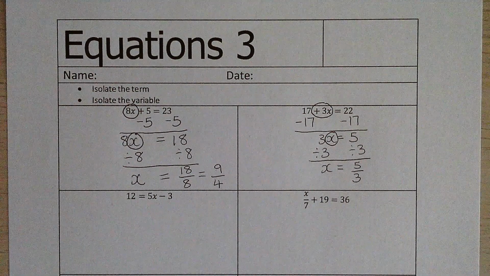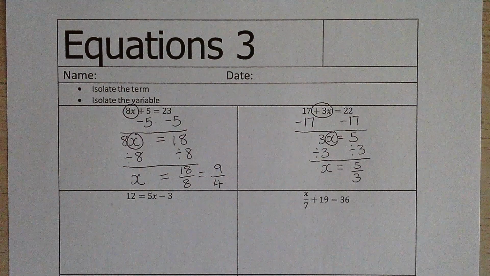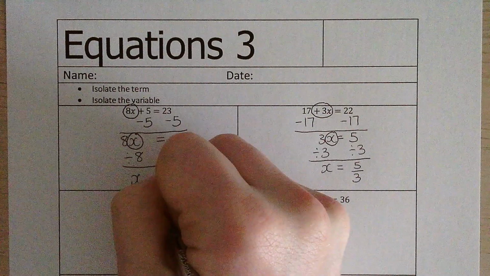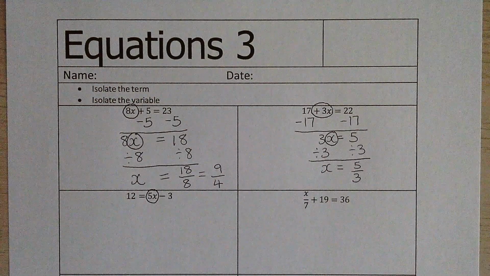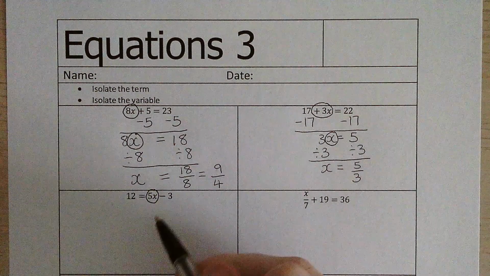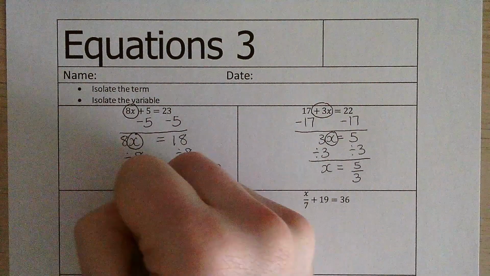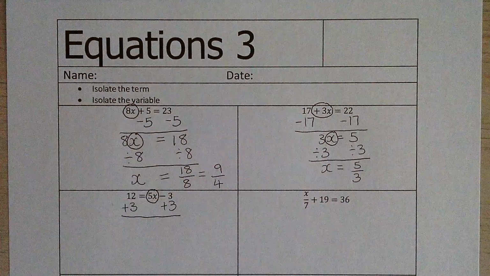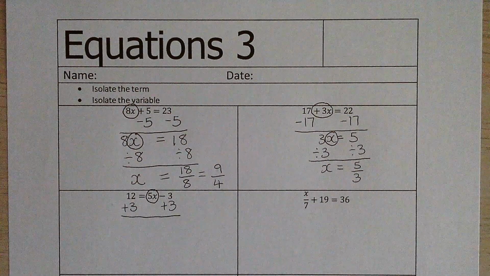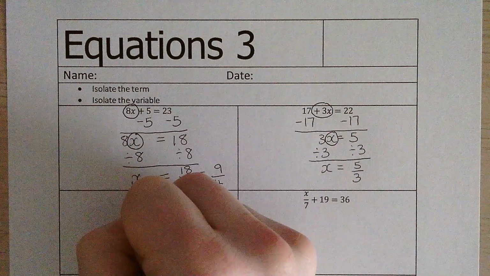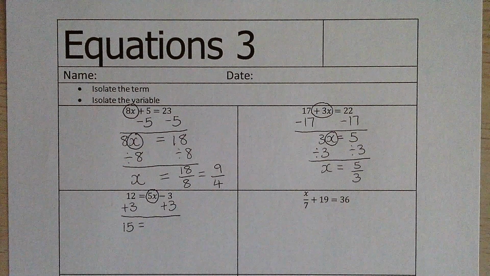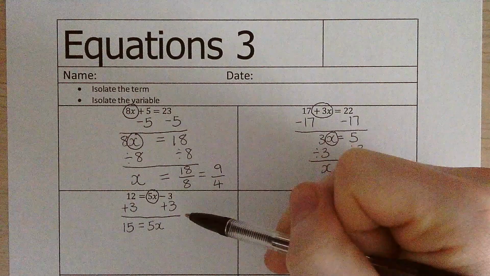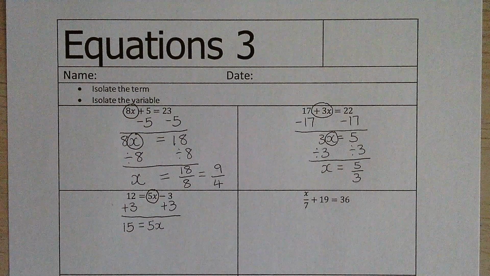Our next question is 12 equals 5x take away 3. We start by isolating the term that contains the variable. So to get rid of this take away 3, we need to add 3 to both sides of the equation. 12 add 3 is 15. The equal sign will drop down, the 5x will drop down, and the minus 3 add 3 cancels.